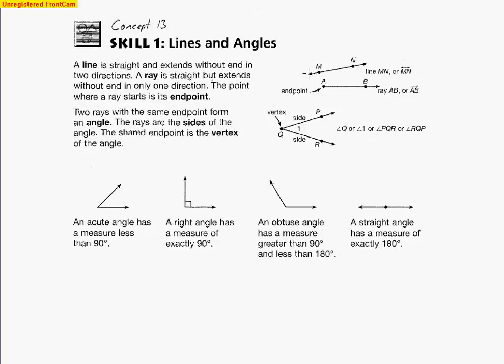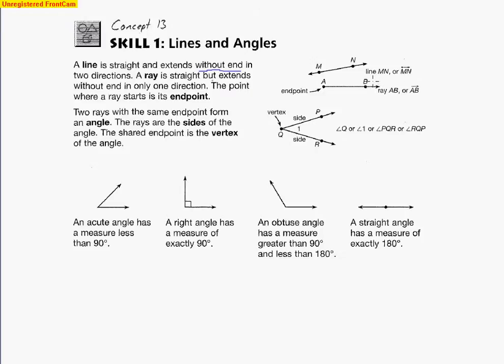So you see how there's an arrow here to the left of M, and then above and to the right of N there's an arrow. So those arrows mean that it goes on without end. And then we're dealing with a ray as well. And so a ray is when we have an endpoint here at A, and then it only goes off in one direction. And so it's going off towards B and past B because of this arrow here.